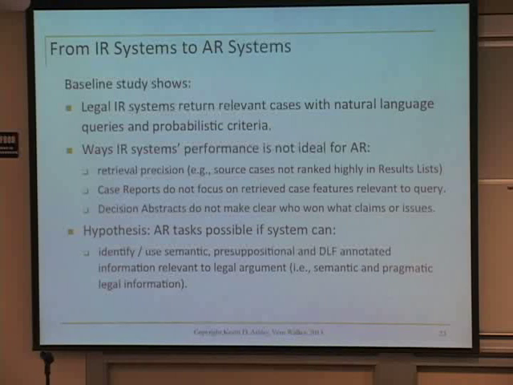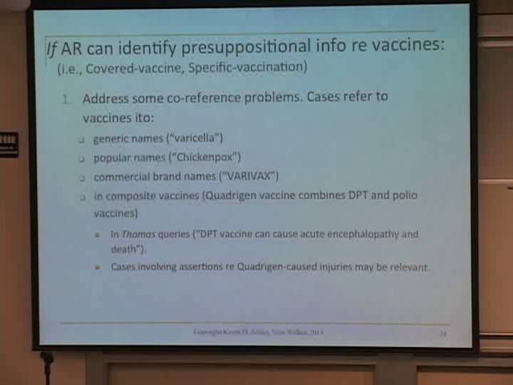The case reports do not focus on retrieved case features that are relevant to the query. The decision abstracts do not make clear who won, or what claims or issues. And our hypothesis is that we can identify and use semantic, presuppositional, and default logic framework annotated information to do a better job, to make argument retrieval possible in a variety of ways.